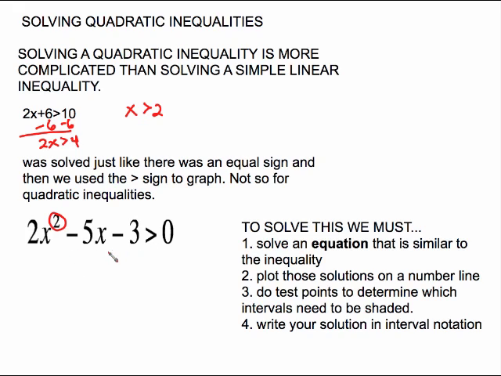We have to pretend that this is actually an equation. So we're going to drop the inequality sign and put an equal sign there, and we're going to solve that equation. Then we're going to plot those solutions on a number line. Then we'll do test points to determine which intervals need to be shaded. Then we will write the solution in interval notation.